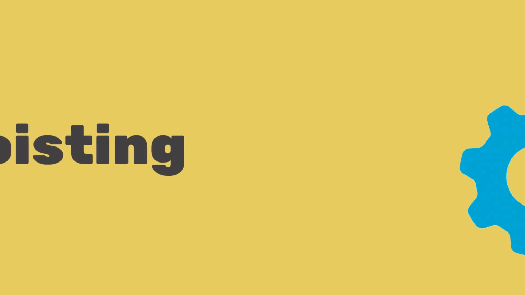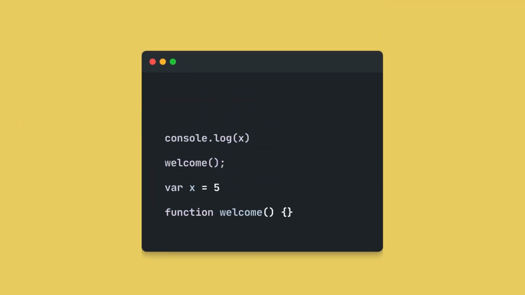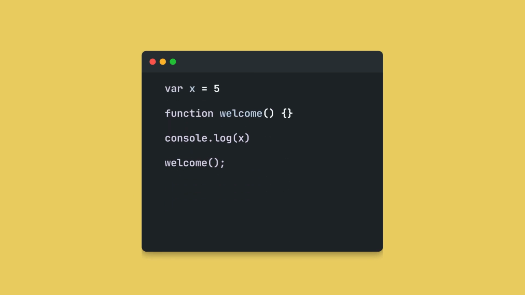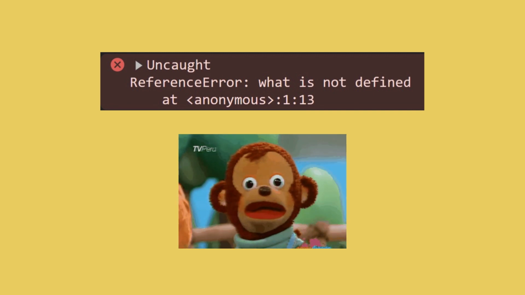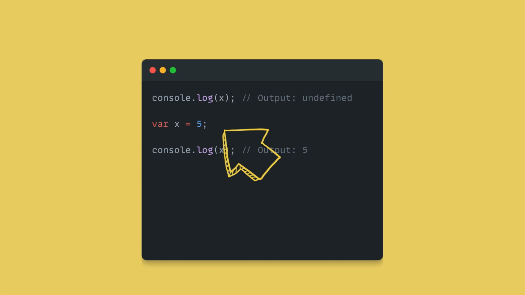Hoisting is a mechanism where variable and function declarations are moved to the top of their scopes during runtime. This can sometimes lead to unexpected results if you are not aware of how it works. When you declare a variable using var, the declaration is hoisted to the top of the scopes.